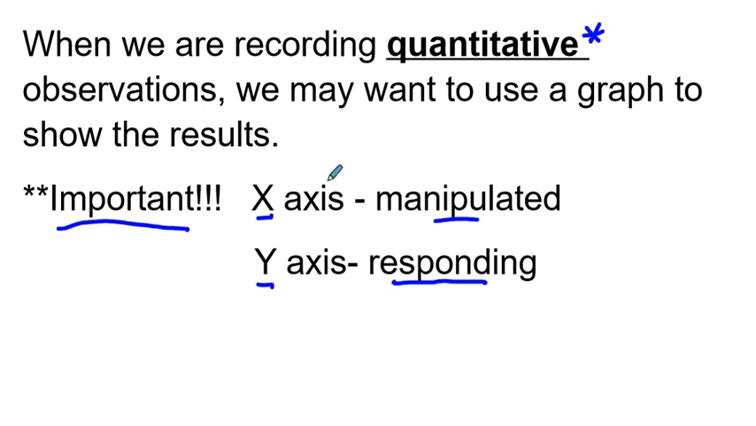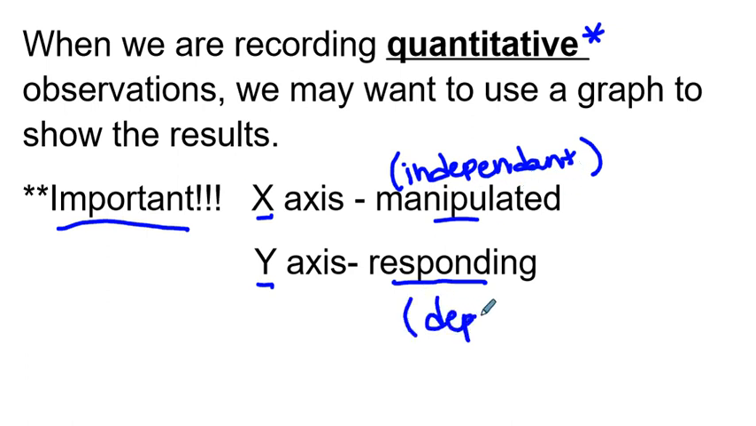We always have our manipulated variable on the x-axis. Remember, manipulated variable is also referred to as your independent variable because it's not affected by anything else. This is what you are choosing to change or to manipulate. The responding variable, often called the dependent variable, because it depends on what it is you're manipulating in your experiment, will determine what sort of results you get.